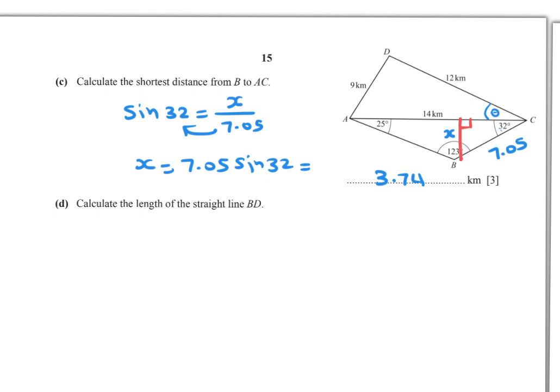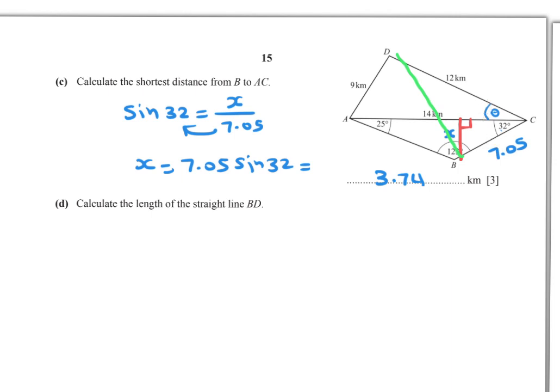Next, calculate the length of the straight line BD. I need to find the line BD. So we can join the line BD. How to find this line? We have DC equal 12, am I right? And we have BC equal 7.05. Do we have this angle? If we have this angle, we can use cosine rule to find BD.